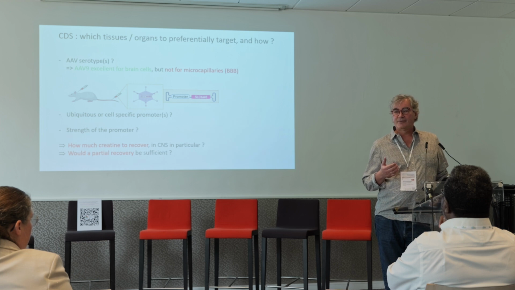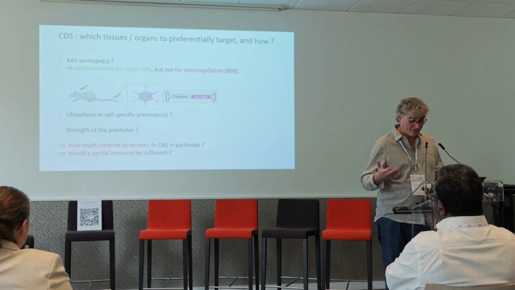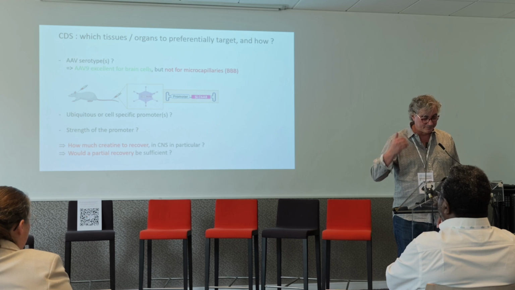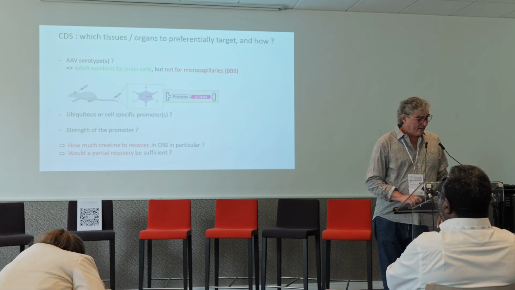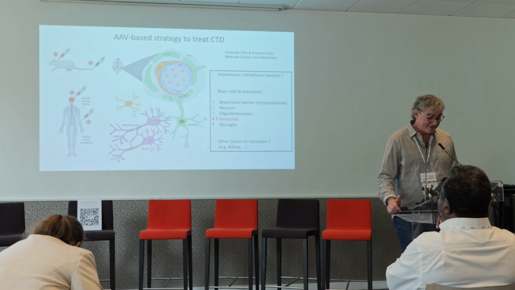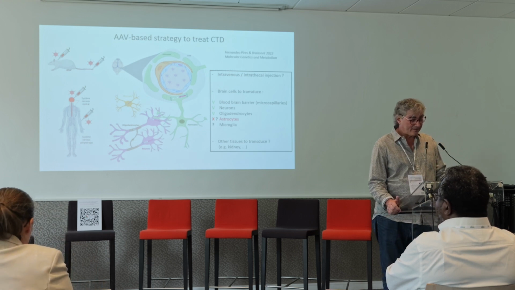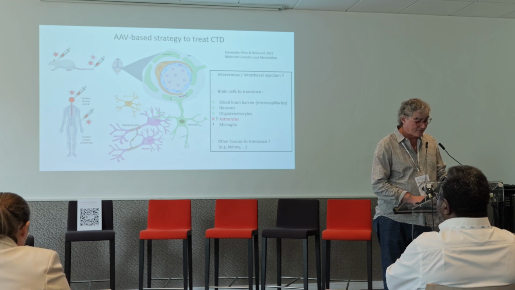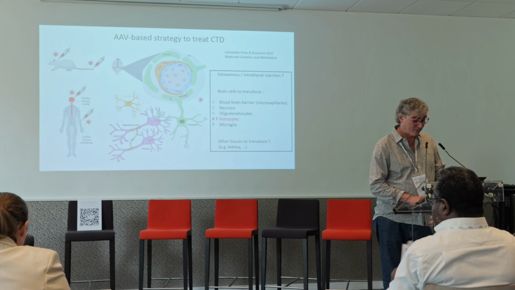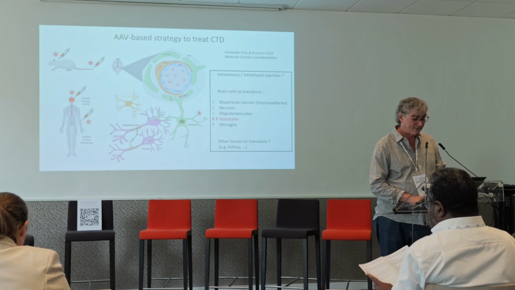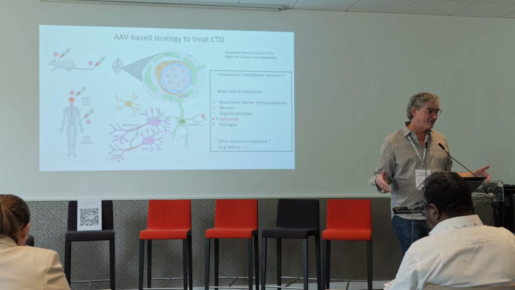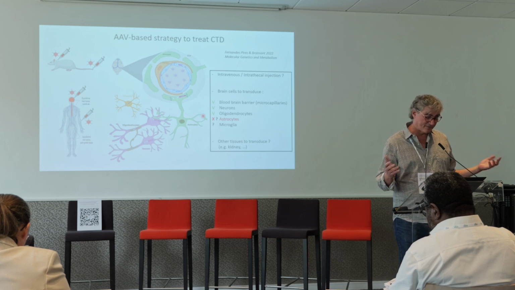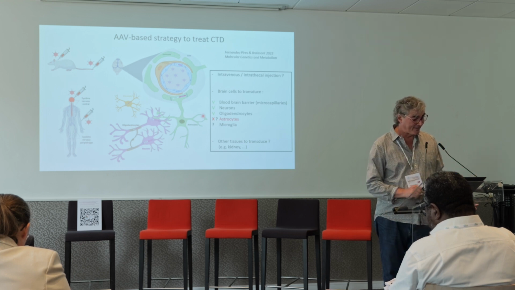Would a partial recovery of creatine be sufficient to correct, or at least to improve, the condition of the patient? For CTD, for example, the cells to transduce would definitely be the blood-brain barrier because the transporter is expressed there. The neurons, the oligodendrocytes, there is always the question of the astrocytes, as at least in physiological conditions, the transporter is not much expressed in these cells.